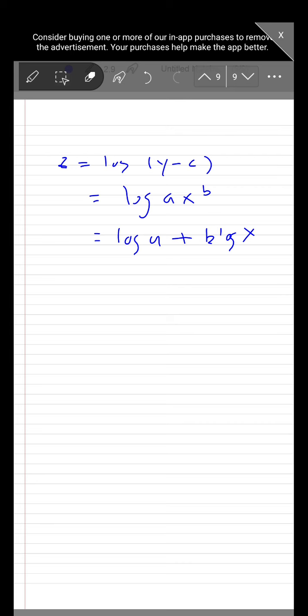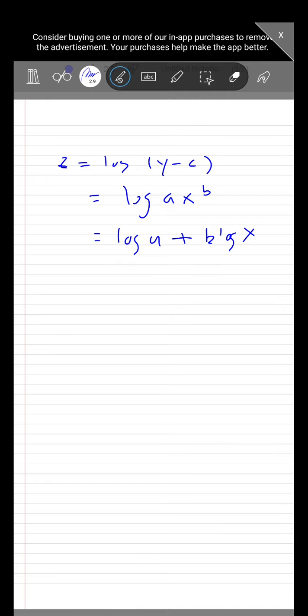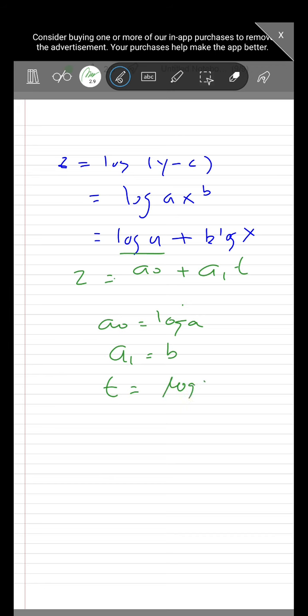So we have done a successful linearizing. So we write this one as z is equal to a0 plus a1 t, where a0 is equal to log of a and a1 is equal to b and t is equal to log x.